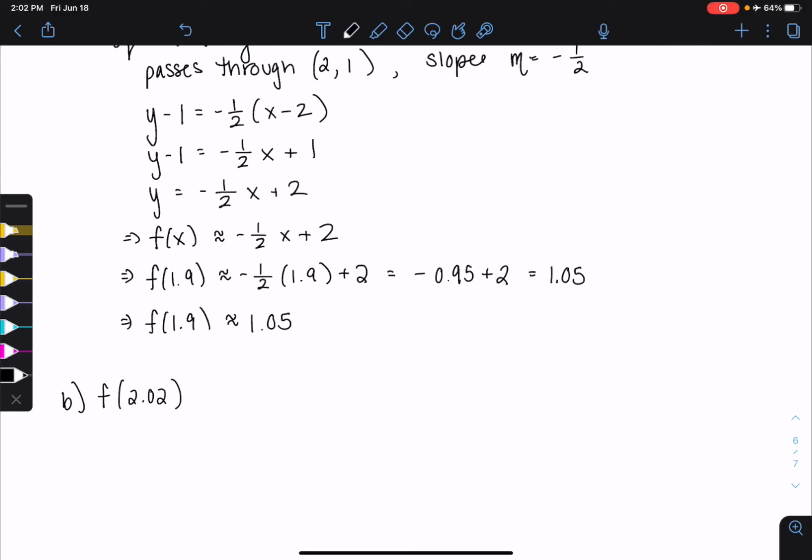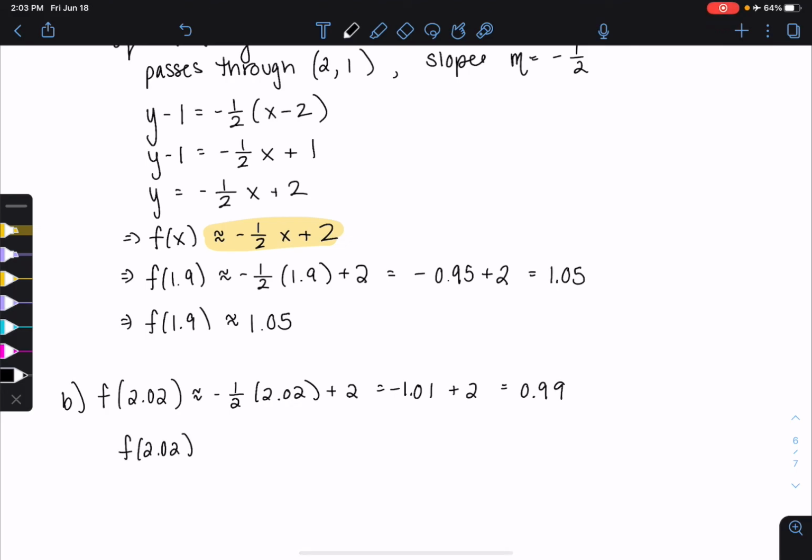Second part wants us to find what the function evaluated at 2.02 is, roughly. And so we can go ahead and just use the tangent line again. So this is about equal to negative 1/2 times 2.02 plus 2. 2.02 divided by 2 is 1.01, and that's negative, plus 2. So that is 0.99. So f of 2.02 is about equal to 0.99.